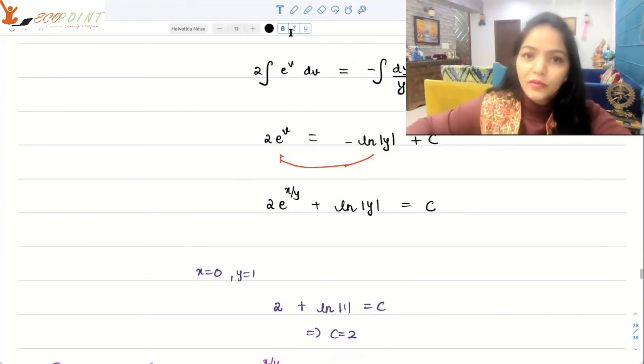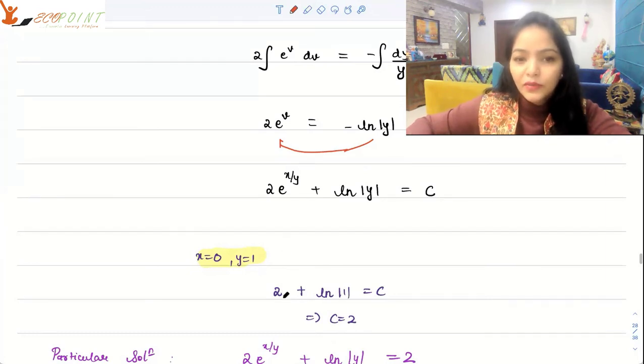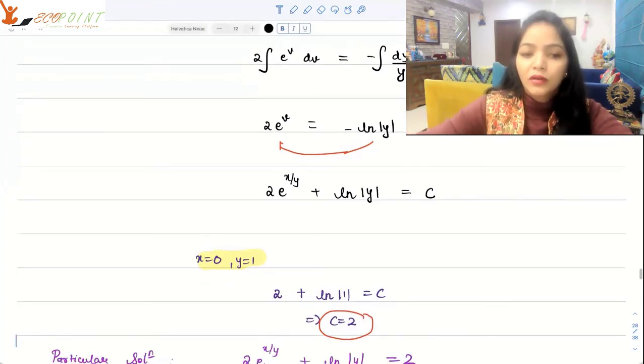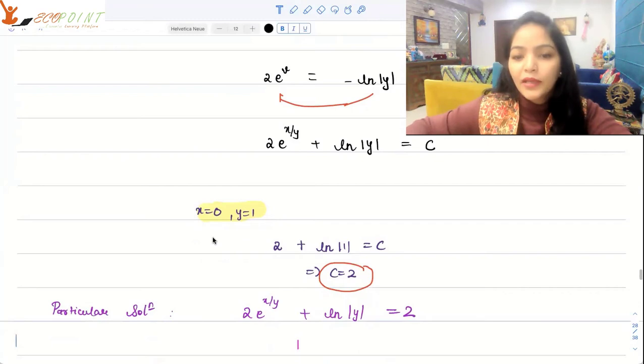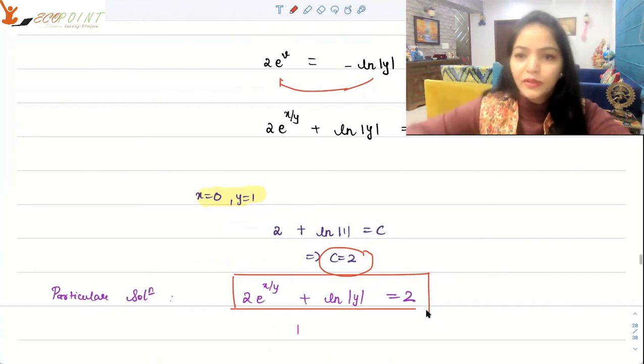Put the value x equals to 0 and y equals to 1. When x is 0, y is 1, if that's happening, you will get 2, since e to the power 0 is 1. So just 2 here plus log 1 equals to C. That means C is equal to 2. If C is equal to 2, that means your particular solution is 2 e to the power x by y plus log mod y is equal to 2. So this becomes your particular solution where C is a particular value 2.